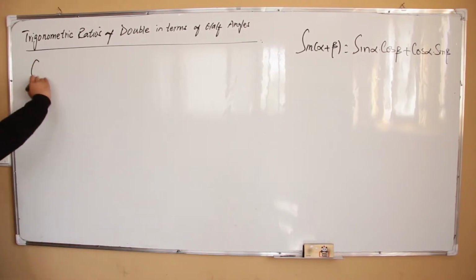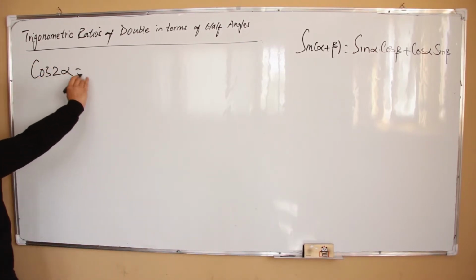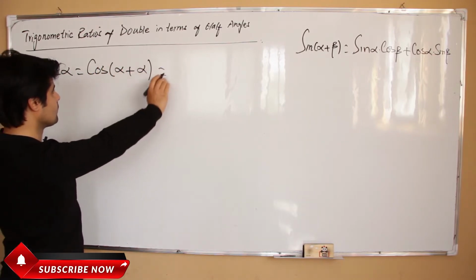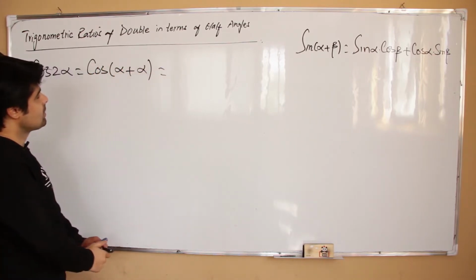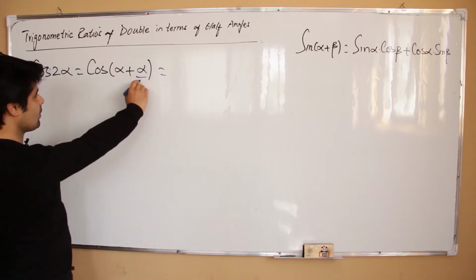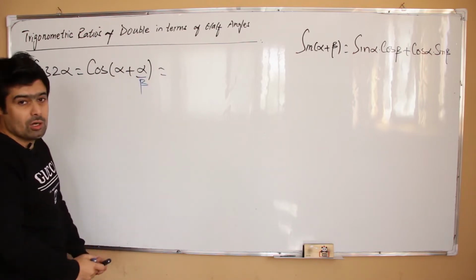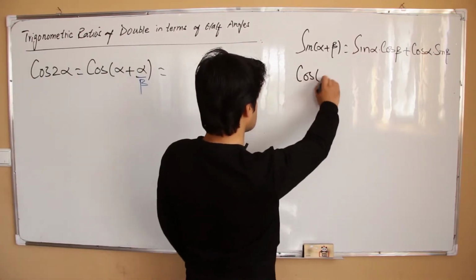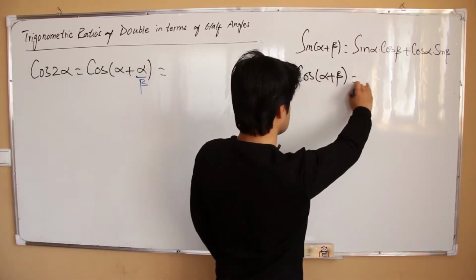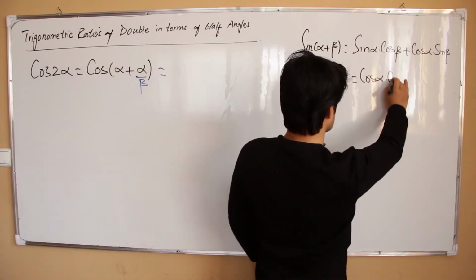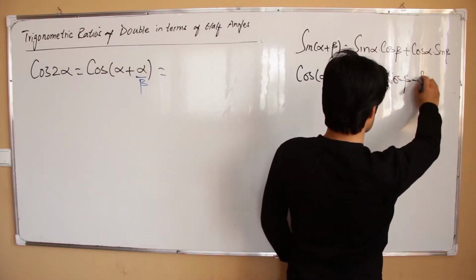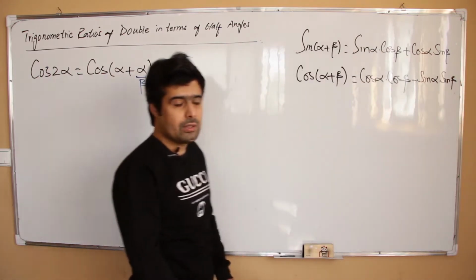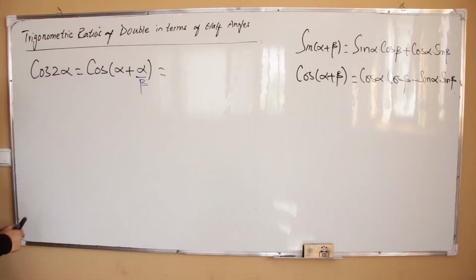Cosine of 2 alpha. Can we write this one as cosine of alpha plus alpha? Yes, we can do. If this one is alpha and the second alpha we nominate as beta, so cosine of alpha plus beta. What's the formula for cosine of alpha plus beta? Cosine of alpha plus beta is cosine alpha cosine beta minus sine alpha sine beta. Am I right? Yes.